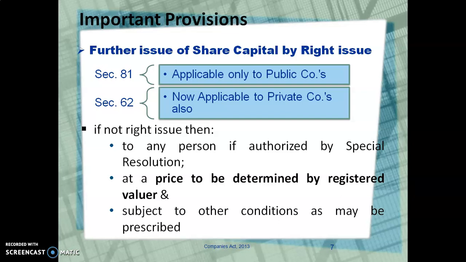Some important provisions that I would like to discuss here. First is regarding the rights issue. In the old Act, it was applicable only to the public companies, only they could come up with a rights issue, but as of now, after the new Act, the private companies can also go for a rights issue. If the rights issue is not subscribed, then any person may be given the same if authorized by special resolution. The price would be that determined by a registered valuer, and it would be subject to other conditions as may be prescribed.